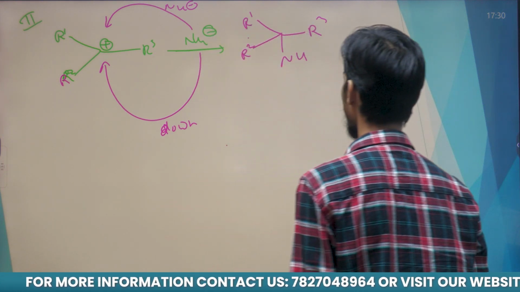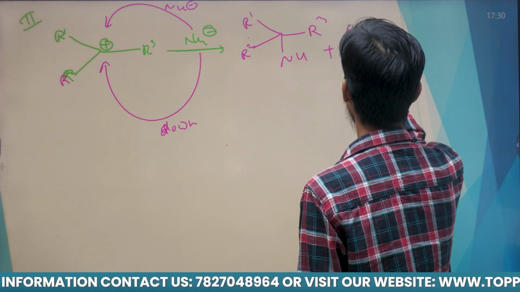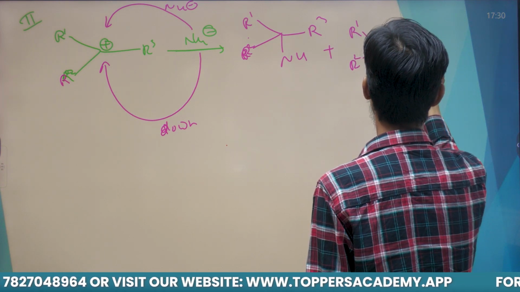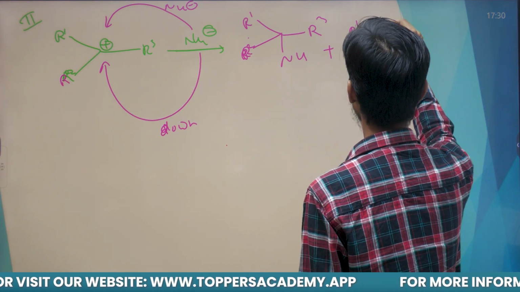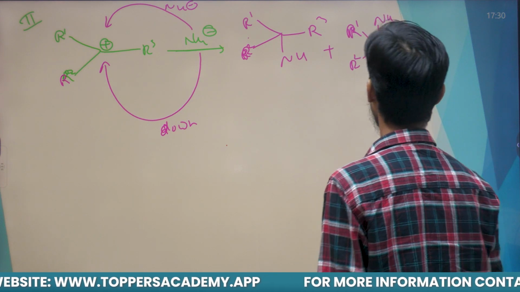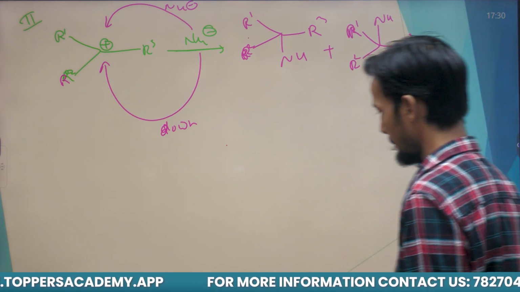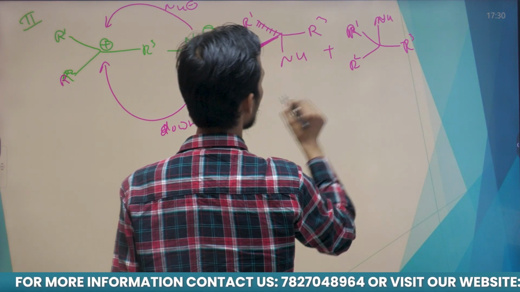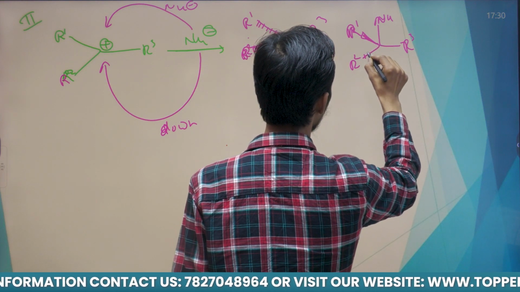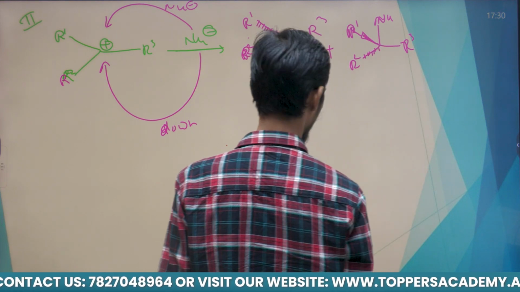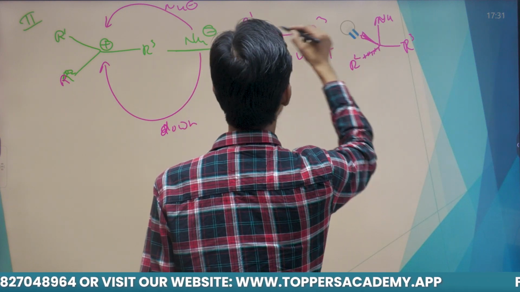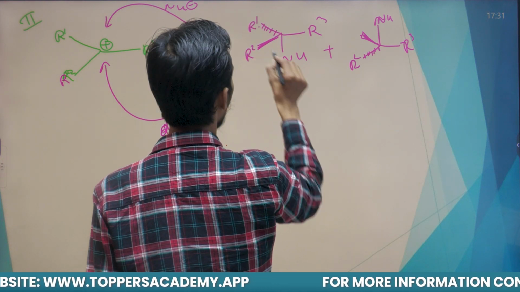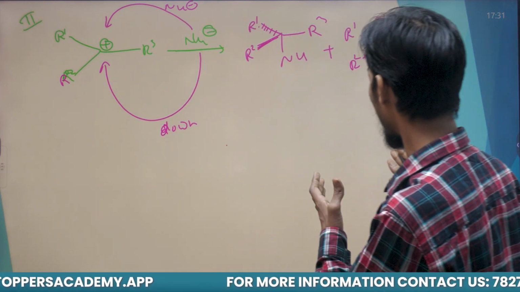This is the nucleophile when it attacks from the down. And when it attacks from the upside, it is like this. These bonds are above the plane and below the plane. So there are two possibilities.